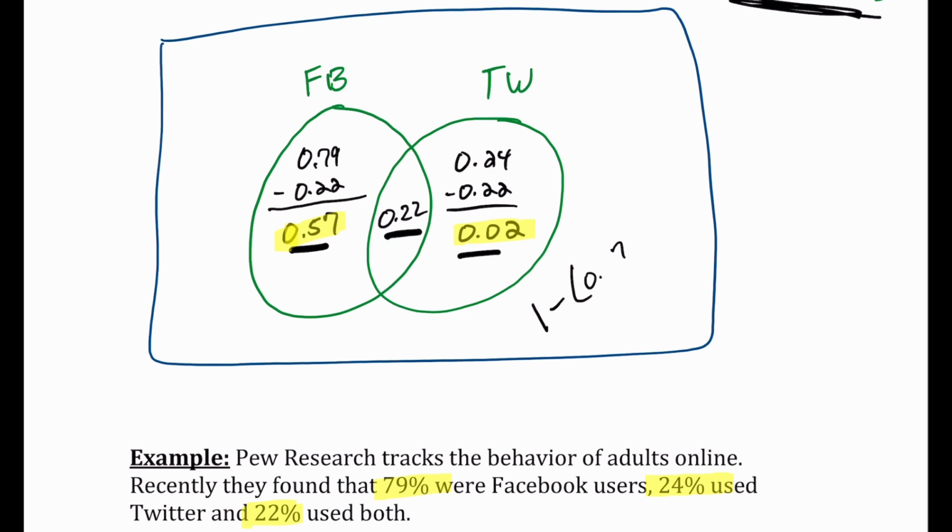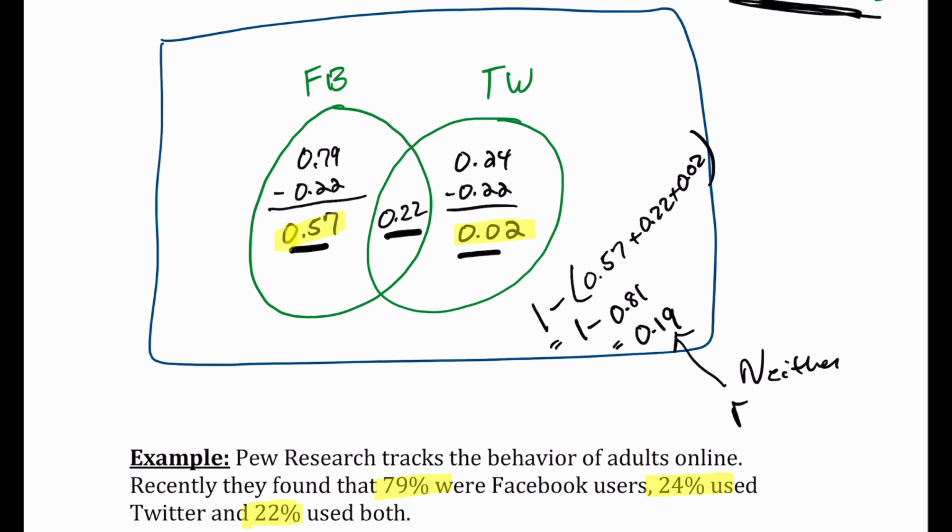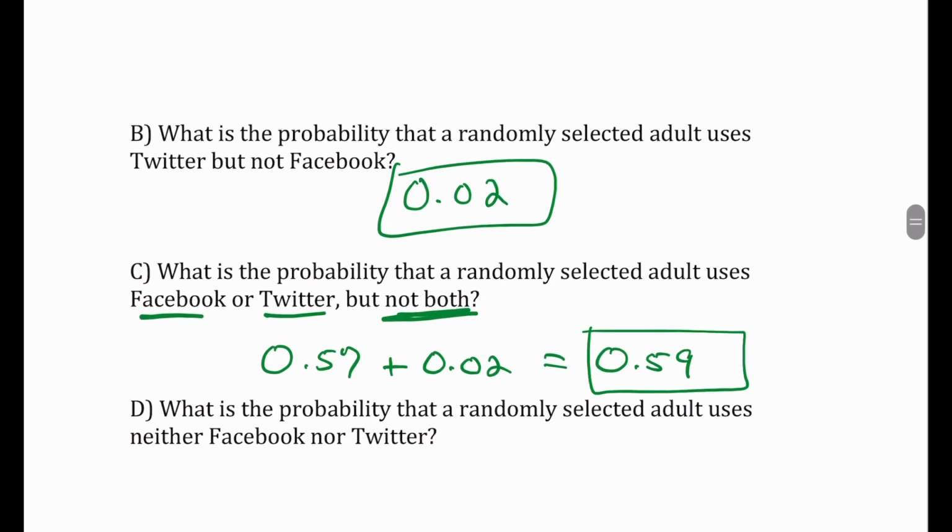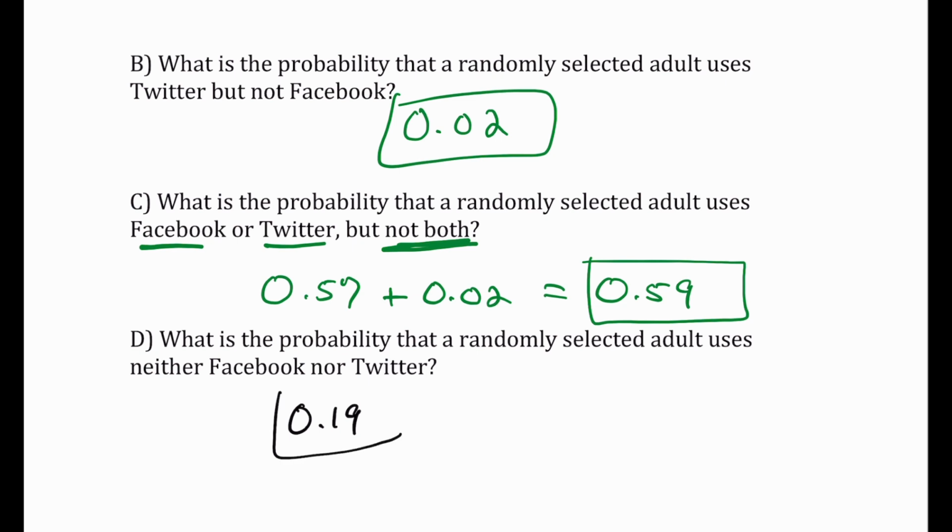Let's write that a little better. 0.57 plus 0.22 plus 0.02. So what this equals is 1 minus the 0.81, which gives us 0.19. And so that, folks, is the percentage of people who use neither Facebook nor Twitter. For that reason, our answer to this final question is 0.19. All right, so I hope that helps everyone understand how we can use Venn diagrams to answer addition rule probabilities.